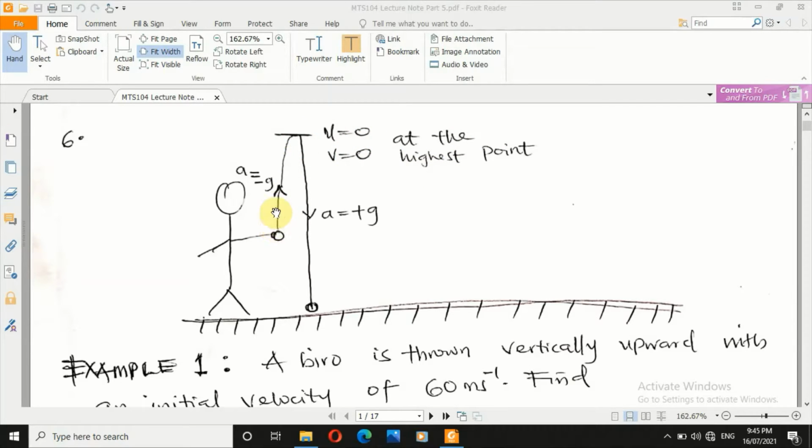Because for this case, for the upward motion, we have the final velocity to be 0. And for the one that is coming down now, we have the initial velocity to be 0.